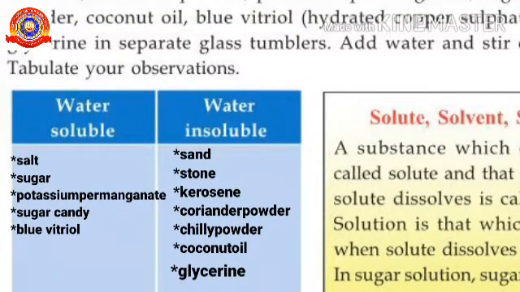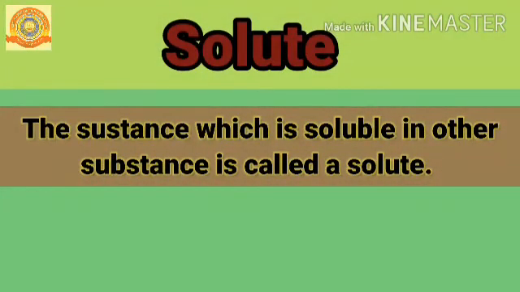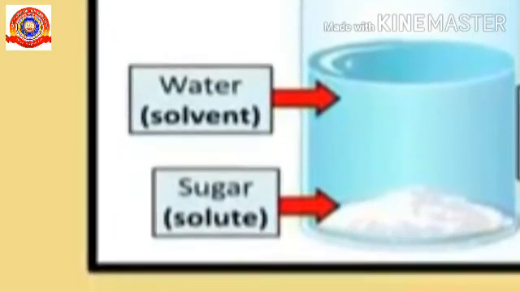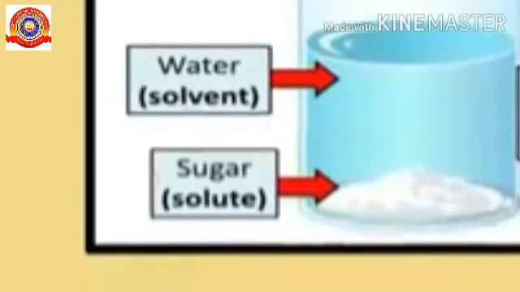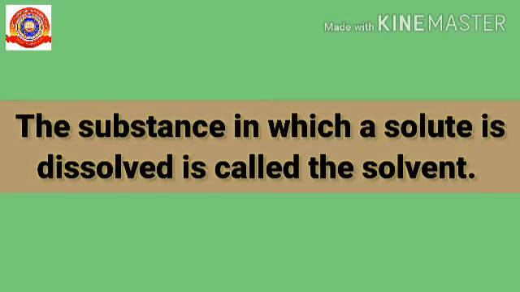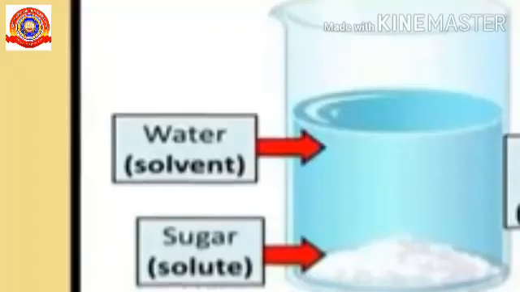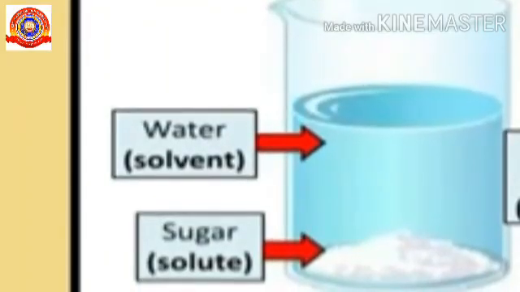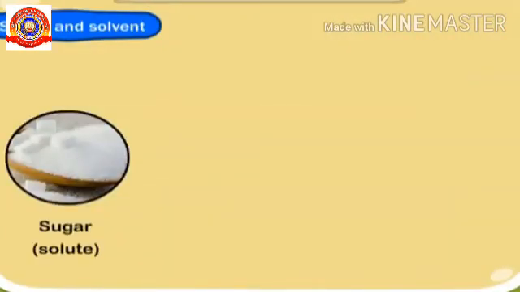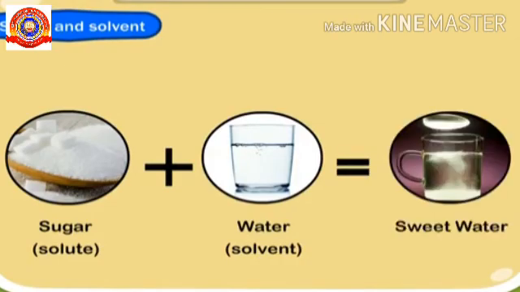Children, the substance which is soluble in another substance is called a solute. When we mix sugar into water, sugar dissolves. So, sugar is a solute. The substance in which a solute is dissolved is called the solvent. Here, water is a solvent. Once again, sugar, that is a solute, plus water, that is a solvent, gives sweet water, that is a solution.